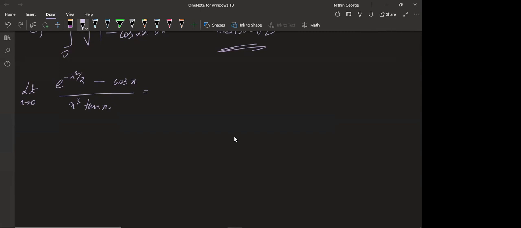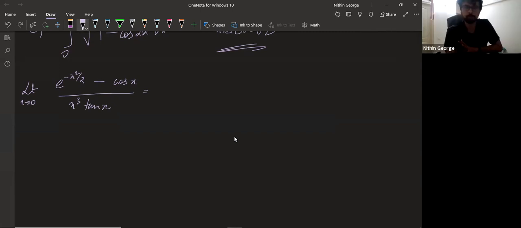Okay. So in such sticky situations, what you generally should do is expand. You know the expansion of e power x. What is that? 1 plus x by 1 factorial plus x squared by 2 factorial plus x cubed by 3 factorial and so on, an infinite series. And for cos x, the expansion is 1 minus x squared by 2 factorial plus x power 4 by 4 factorial and so on. We'll use that in the numerator because I see x cube in the denominator, so we can try to cancel a few terms out.